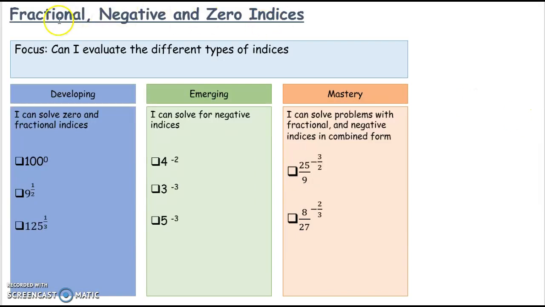Today we're going to look at fractional, negative, and zero indices. And the focus today is, can I evaluate the different types of indices? So you can see I've split it into three different categories: developing, emerging, and mastery. The very first one is, can I solve zero and fractional indices? The second one is, can I solve for negative indices? And the last one, can I solve problems with fractional and negative indices in combined form?